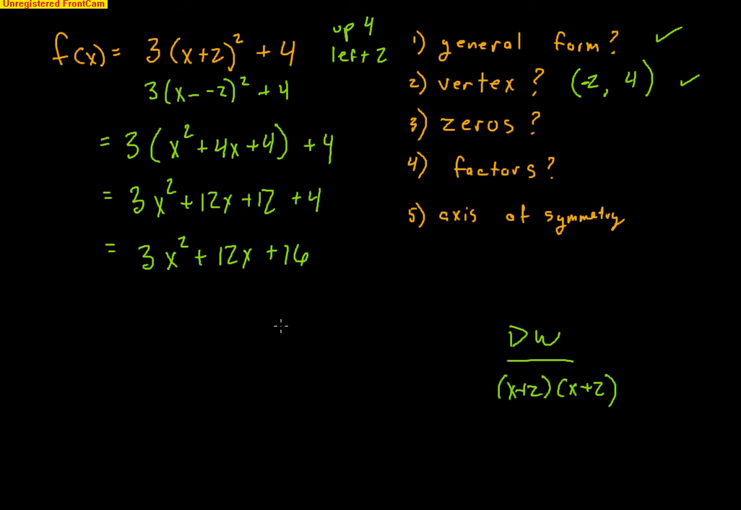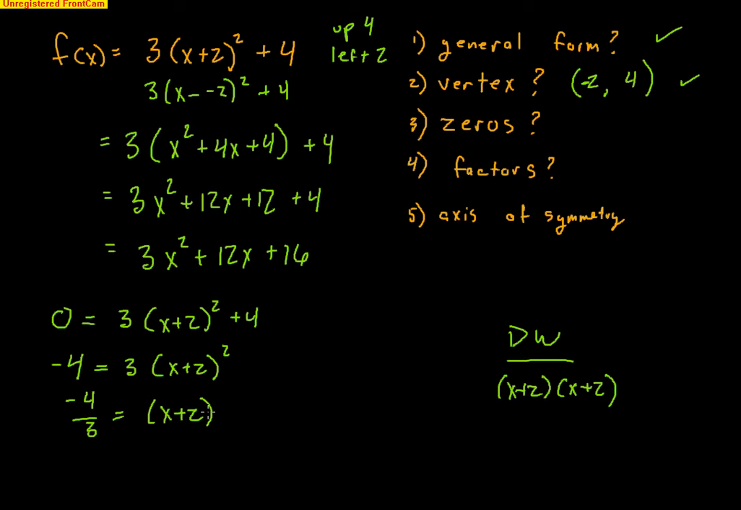What are zeros? Well, this might not be factorable, right? So I think that standard form is actually easier to get zeros. Set it equal to 0. 3 times x plus 2 squared plus 4. Now I'm going to solve. I'm going to subtract 4. Negative 4 equals 3 times x plus 2 squared. Divide by that 3 out in front. Negative 4 thirds equals x plus 2 squared.